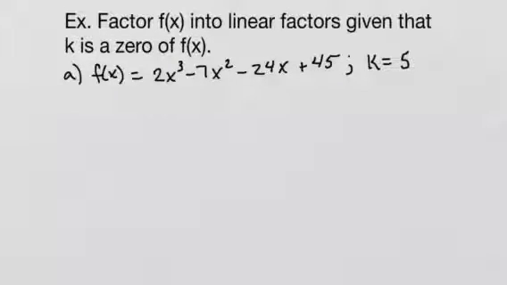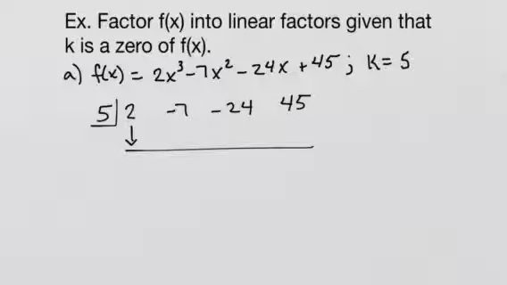In this example, we're asked to factor f of x into linear factors if we're given that the k that's given in the problem is a 0 of f of x. So what we'll do is we'll set up synthetic division with the given information. We'll use our k value as given as the number 5. We'll use the coefficients, making sure that every power is represented of the given polynomial f of x. So our coefficients are 2, -7, -24, and 45.